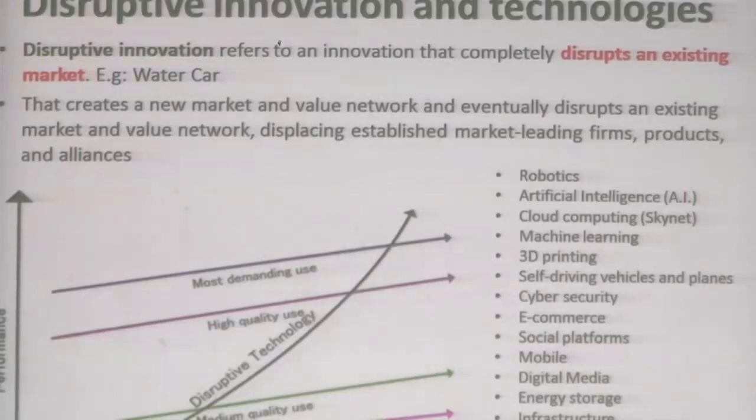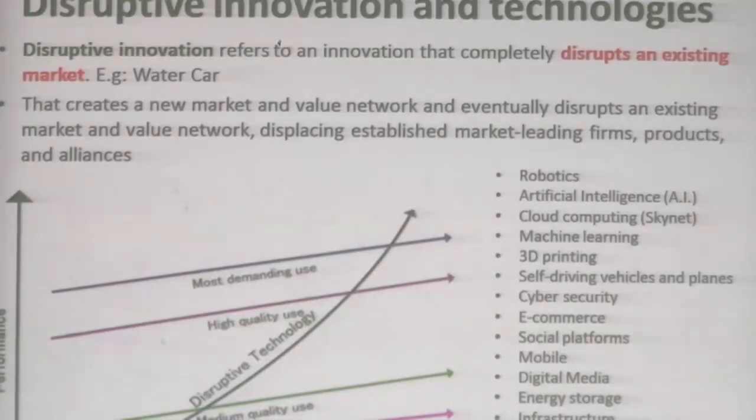And that creates a new market and value network and eventually disrupts an existing market and value network, displacing established market leading firms, products and alliances. Because of new innovations, some other markets which connect to a certain market will be demolished. Let us say in the water car example, if it is innovated, what will happen is the people who use the electric cars, that will not be usable in future.